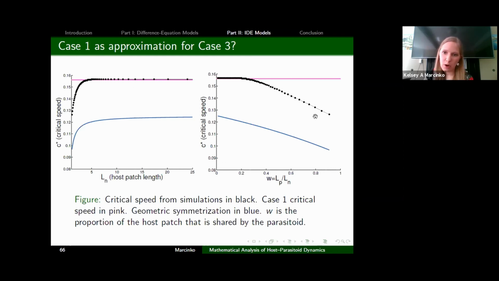And then over here, showing kind of a different view on the same thing, if we look at the proportion of the host patch that is shared by the parasitoid, when the host patch is primarily just the host, we see that case 1 is a nice estimate, but as those two patches become closer to being the same, case 1 becomes less tight of an estimate on the critical speed from the simulations.